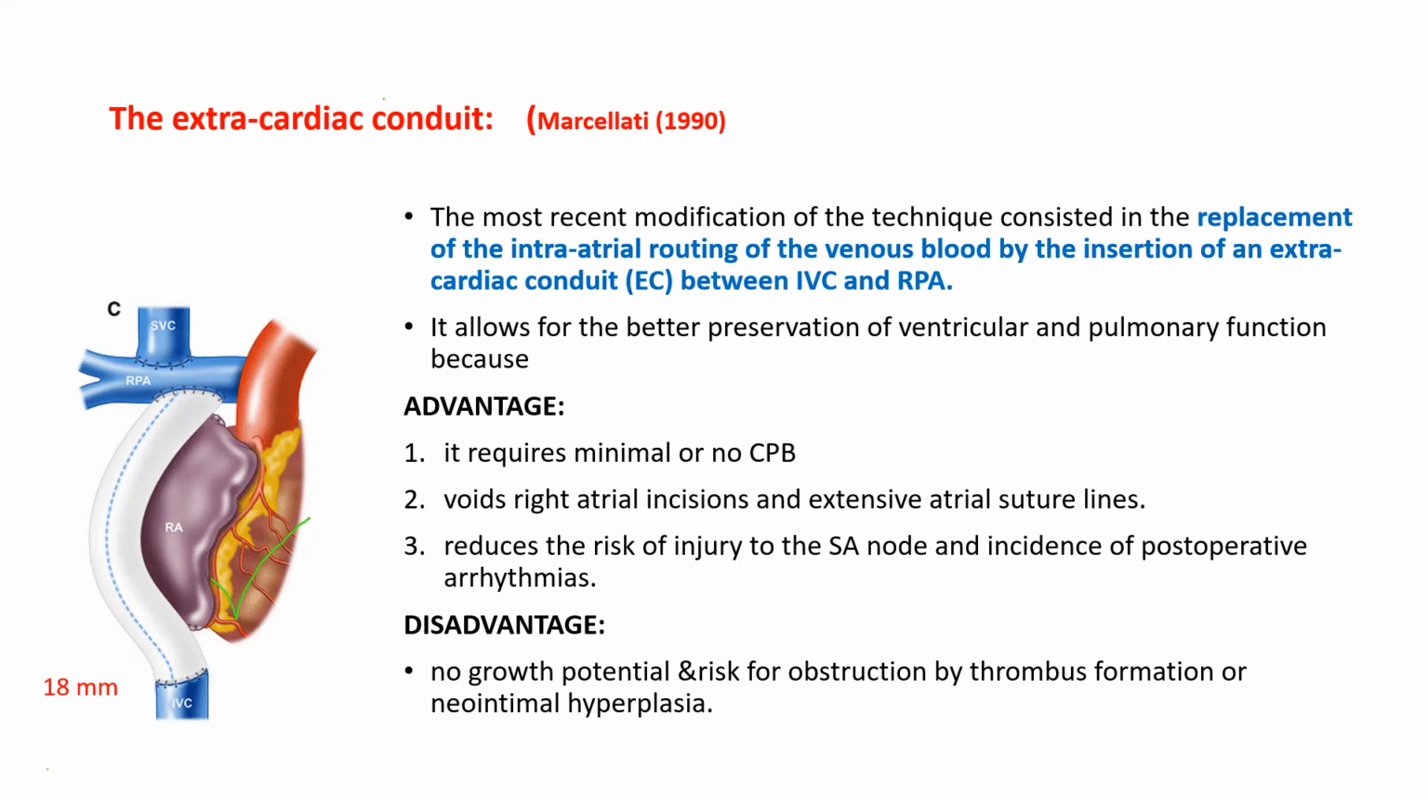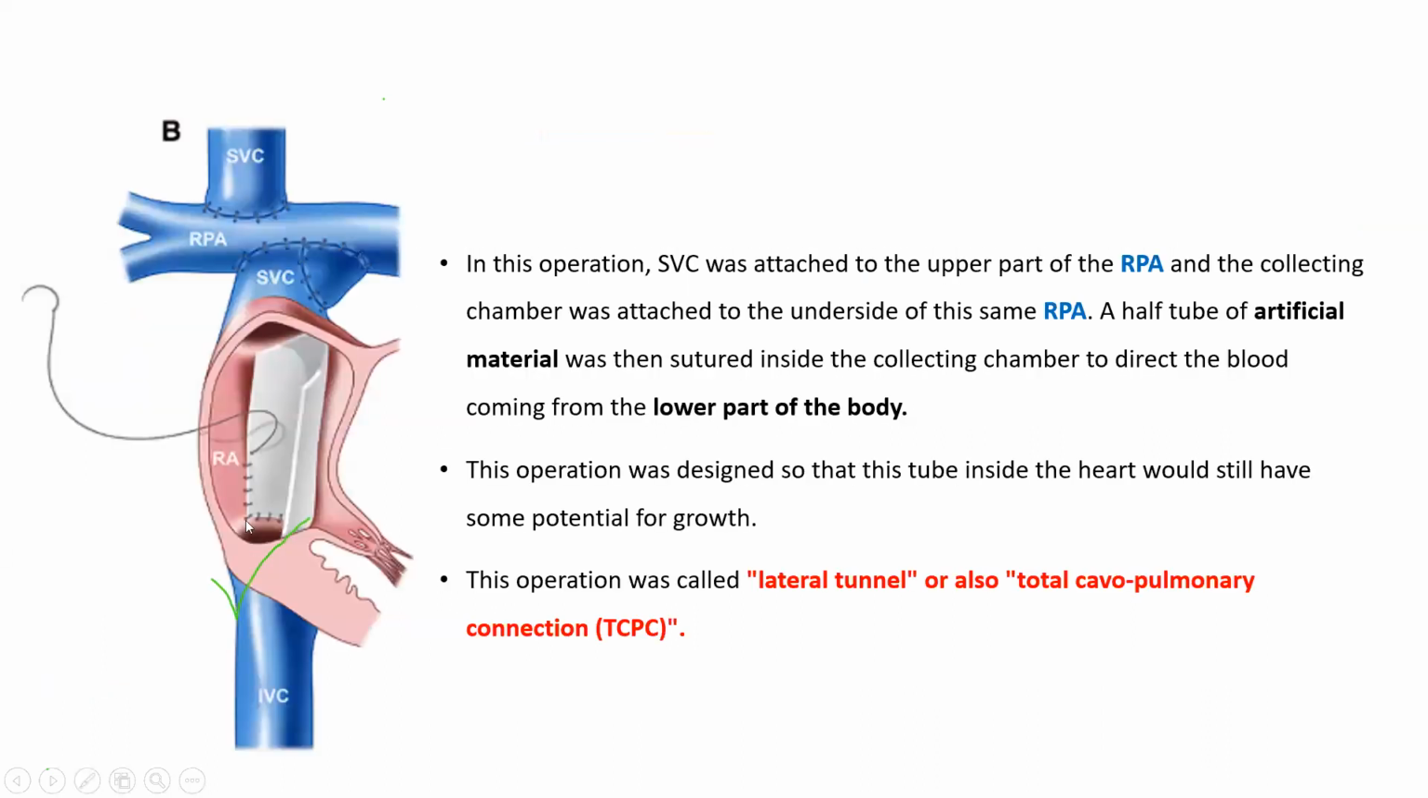The disadvantage of this is there is no growth potential, and there is a risk of obstruction by thrombus and neointimal hyperplasia. The ideal size for this conduit is given as 18 mm. In lateral tunneling, the advantage is there is a potential for growth. As the child grows, growth can occur.